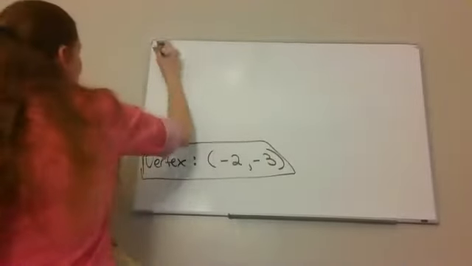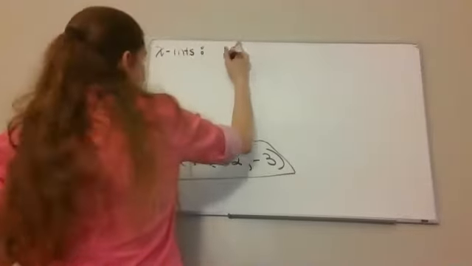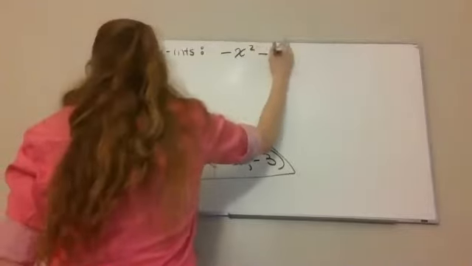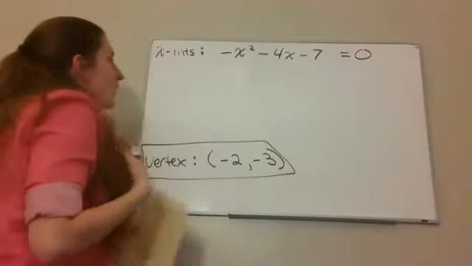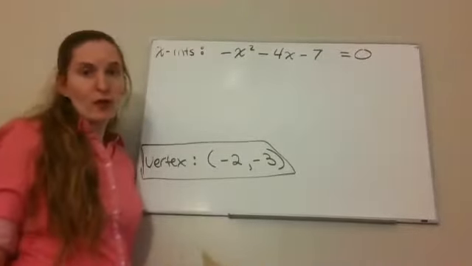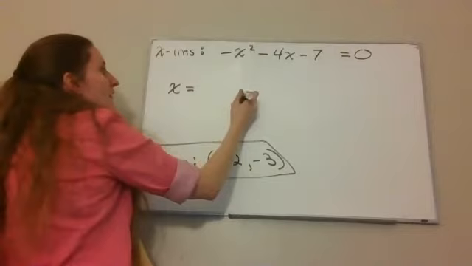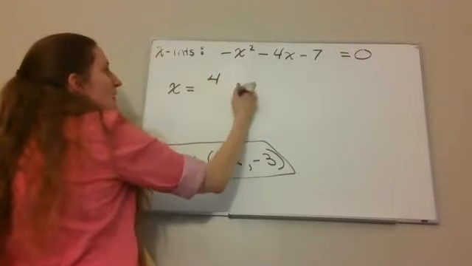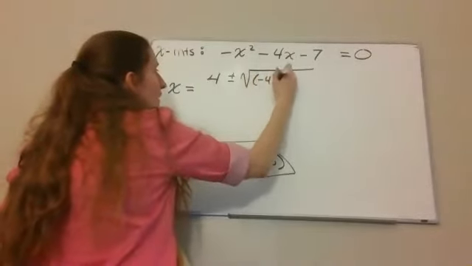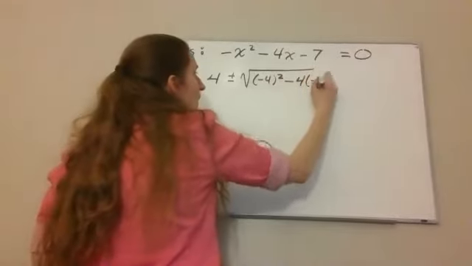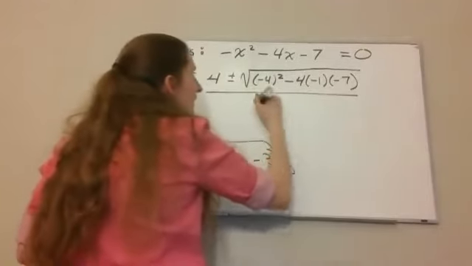For your x-intercepts, remember, that is where your entire function, which was negative x squared minus 4x minus 7, is equal to 0. So just for fun, I'm going to use the quadratic formula this time to solve it. Using my quadratic formula, x is equal to the opposite of b, so that's 4, plus or minus the square root of my b squared minus 4ac, all divided by 2a.